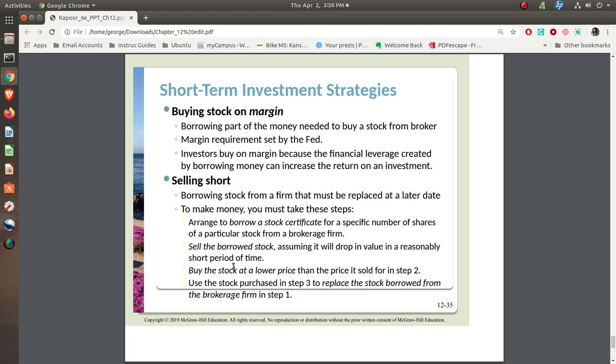Now you may hear about buying on margin and selling short. Buying on margin is where, let's say that you want to buy $10,000 worth of a stock, but you only have $5,000. What you do is you borrow $5,000 from the broker and buy the $10,000 worth of the stock. And let's say that the stock is $100 per share. You're hoping that it goes up to 120. When it goes up to 120, you sell enough shares to pay back the broker. You've made money on that.